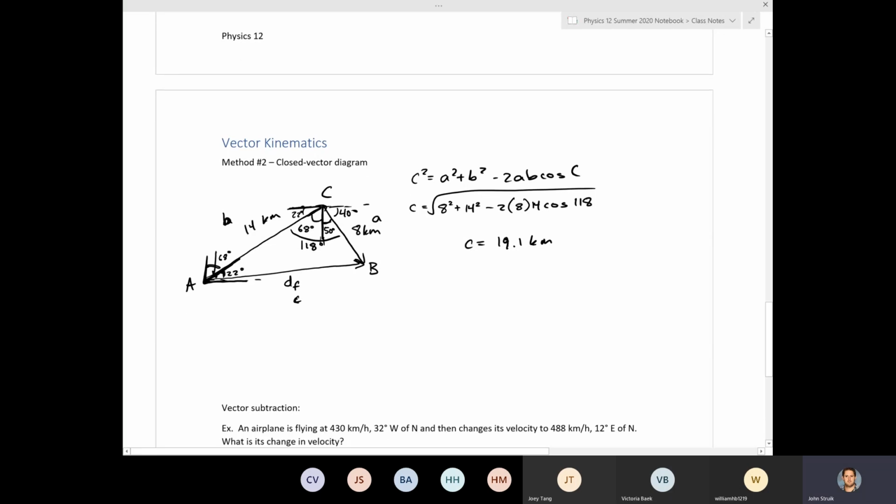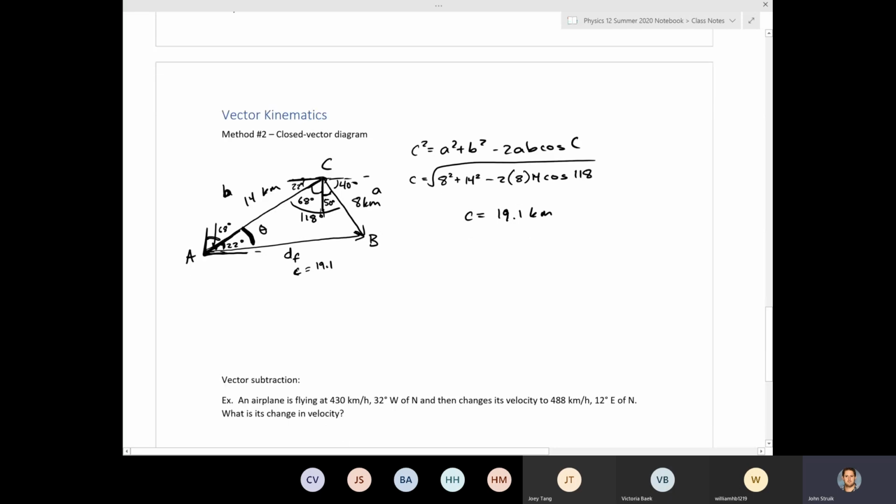Now that we have this side, which is 19.1, we can use sine law to find this angle right here inside the triangle. So we're going to go sine theta over 8 equals sine 118 over 19.1. And then you can solve for that angle. So 8 sine 118 divided by 19.1, inverse sine, and you get 21.7 degrees.